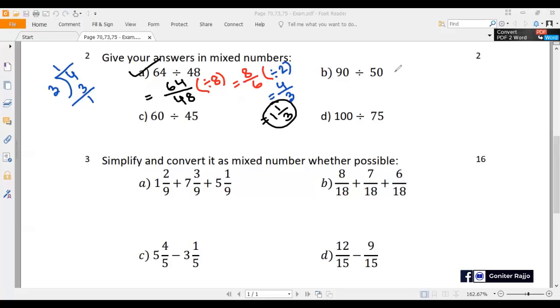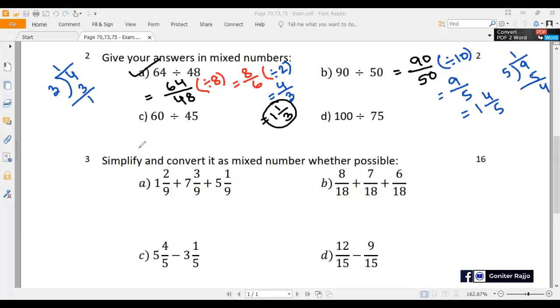Now number B. Number B says 90 divided by 50. This is already given in the division form. So we are converting this one as a fraction. Okay. Now 90 and 50 both can be divisible by 10. Then it will be 9 by 5. Now convert this one. 9 by 5. 5 ones are 5. Remainder is 4. So our final answer should be 1 whole 4 by 5. Very simple.